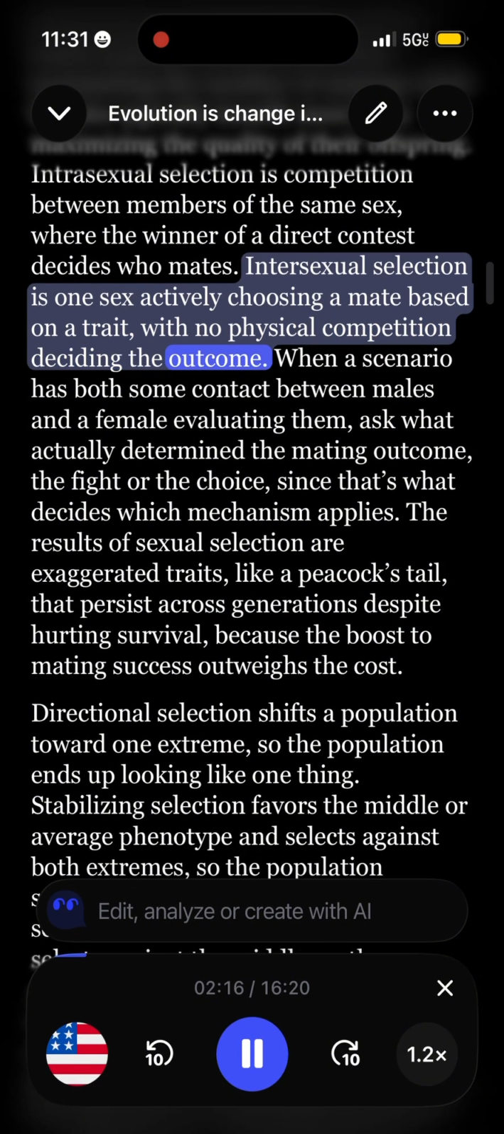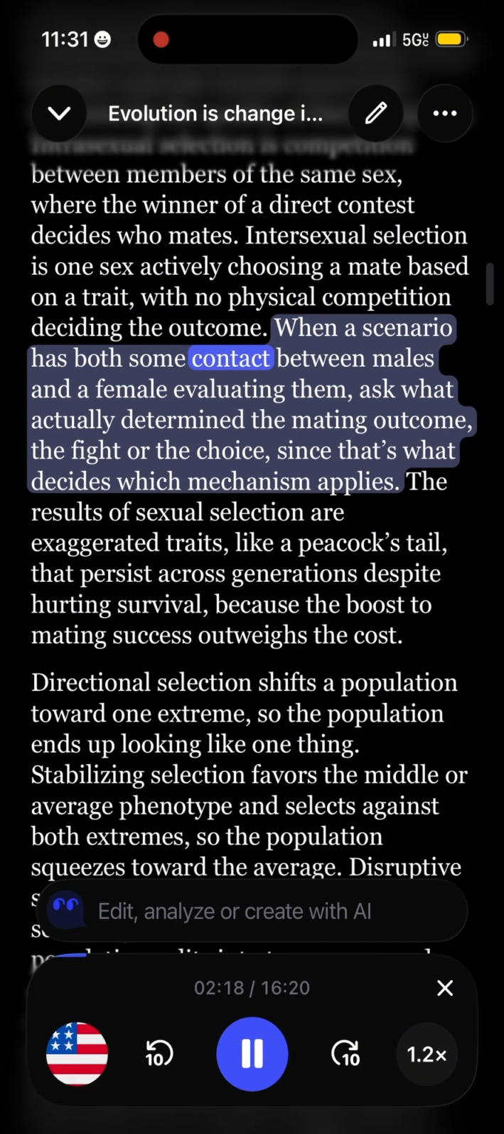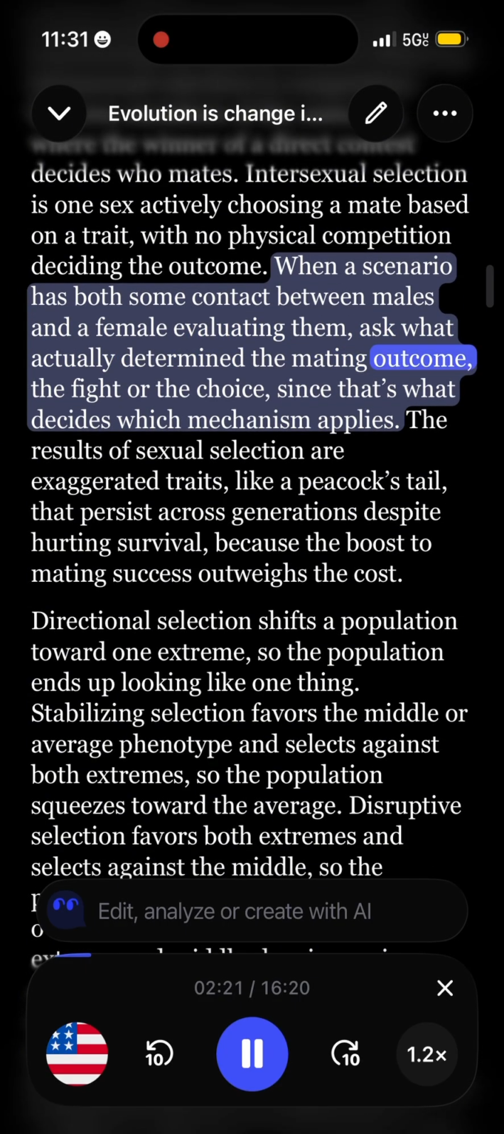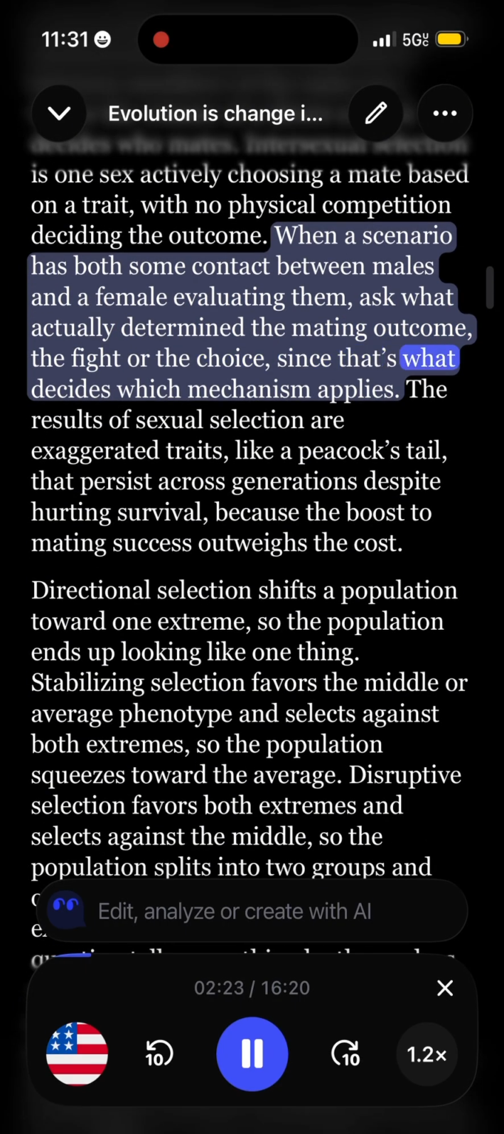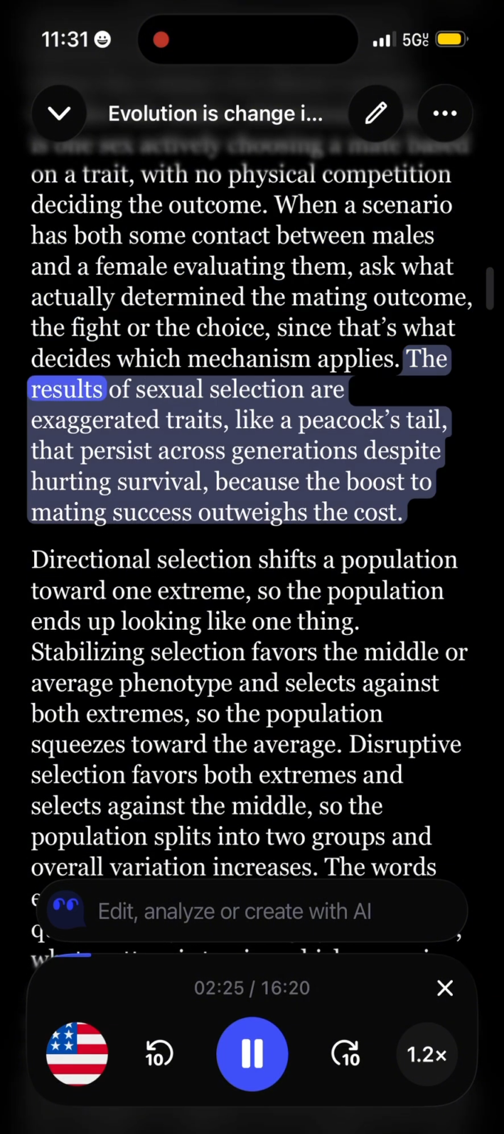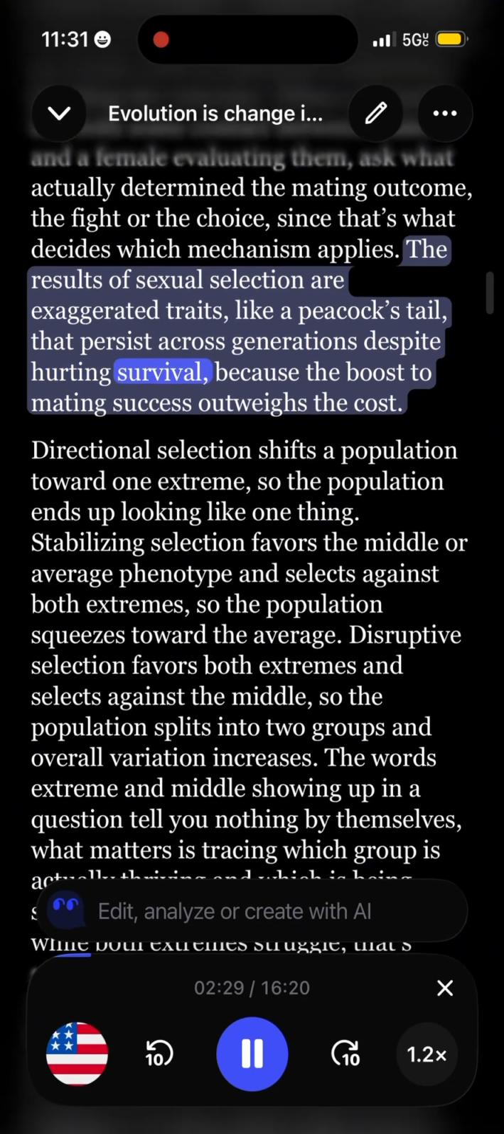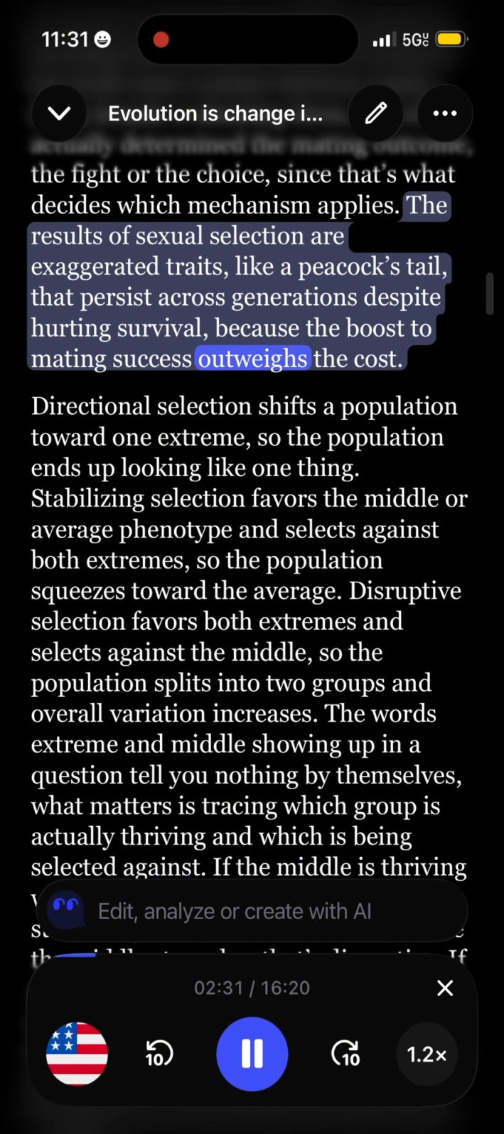Intersexual selection is one sex actively choosing a mate based on a trait, with no physical competition deciding the outcome. When a scenario has both some contact between males and a female evaluating them, ask what actually determined the mating outcome, the fight or the choice, since that's what decides which mechanism applies. The results of sexual selection are exaggerated traits, like a peacock's tail, that persist across generations despite hurting survival, because the boost to mating success outweighs the cost.